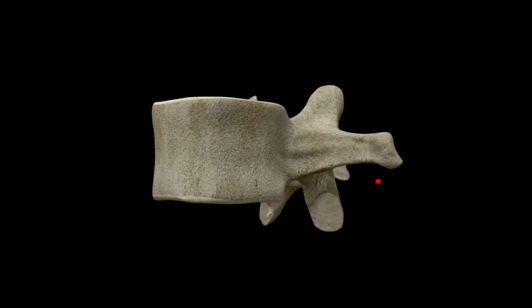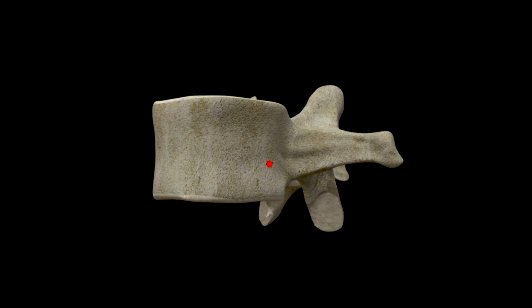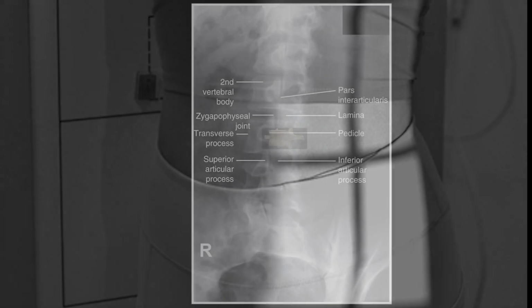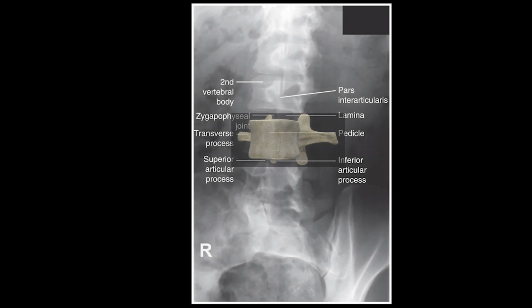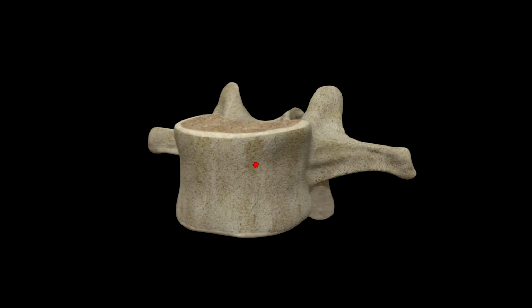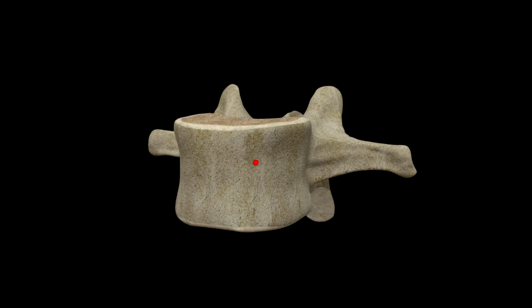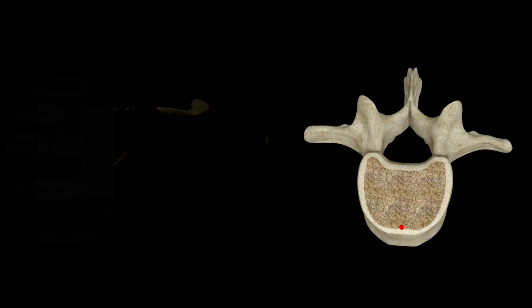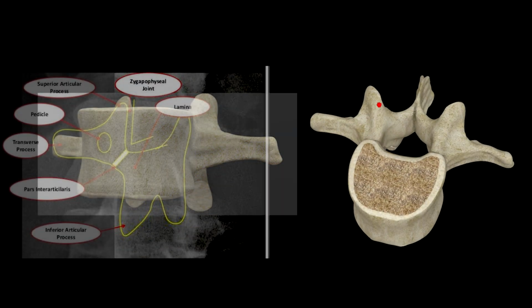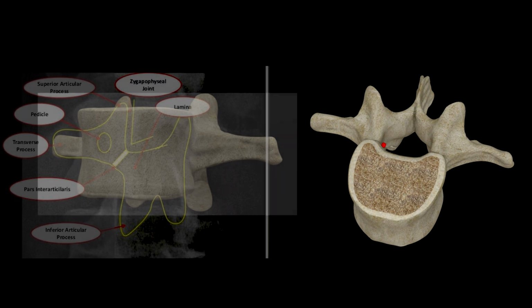When you're doing an oblique lumbar spine, you can see the so-called Scotty dog. Now the posterior oblique would demonstrate the right Z joint. So the right transverse process, the right superior articular process, those will be the area of interest, right?